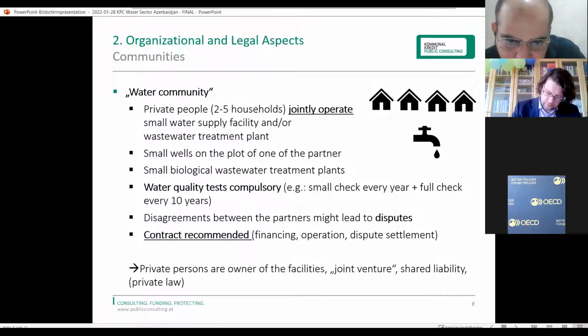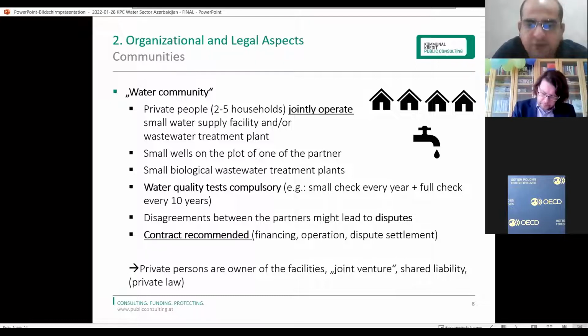The water community is the next form of organization and is when private people jointly operate small water supply facilities or wastewater treatment plants, for example some houses built together. One of them owns or provides the plots, and they have a small biological wastewater treatment plant. In this community, water quality tests are compulsory. So you have to pay for it, or you have to calculate the cost. You need at least one small check every year and a full water quality check every 10 years.